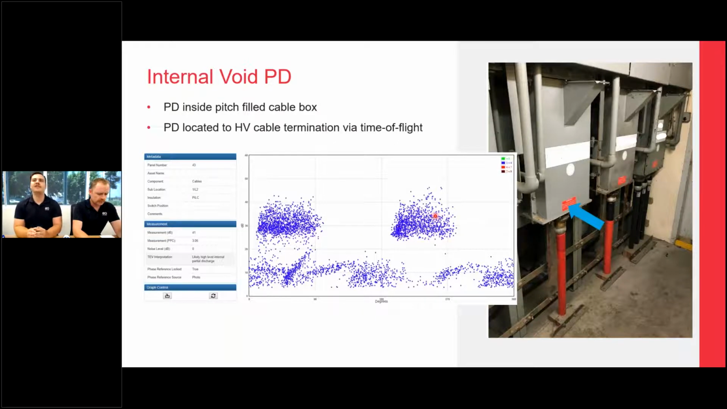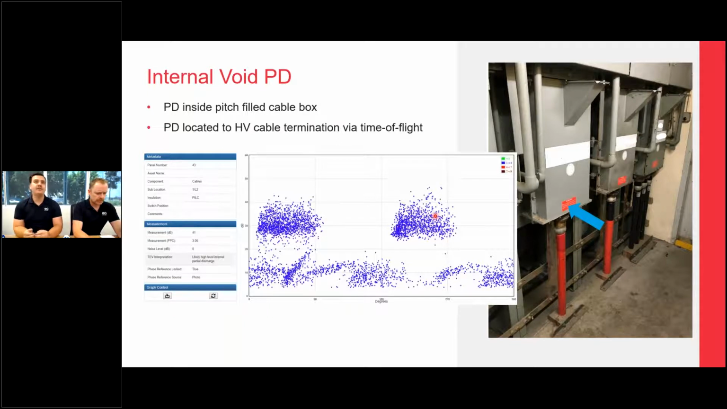We were able to test from cable box to cable box on both sides of where we suspected the source was originating, and the locator told us which probe was seeing it first. This allowed us to pinpoint it first to a single panel and then to the cable box on that panel.